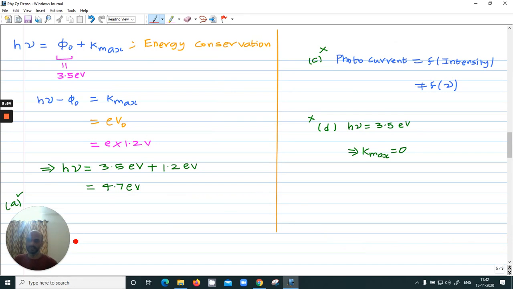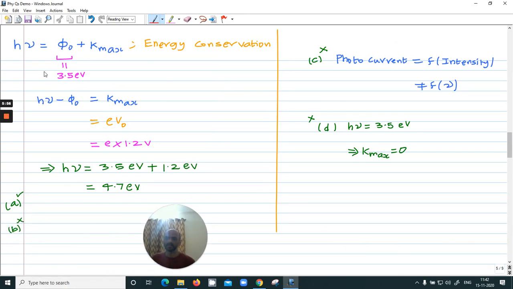To summarize the concept used in this question, this is the photoelectric equation h nu equal to phi naught plus K max. This is basically the energy conservation equation applied in the context of photoelectric effect. The work function is given as 3.5 electron volts, and this equation can be written as h nu minus phi naught equal to K max, and stopping potential is the negative potential applied to the collector plate to stop the maximum energetic electron from reaching it. So e V naught will be equal to K max. So using the value of stopping potential, we can find the energy of the incident photon.